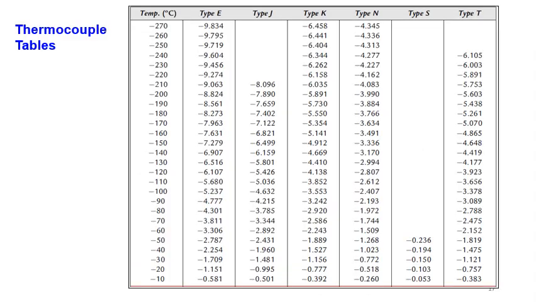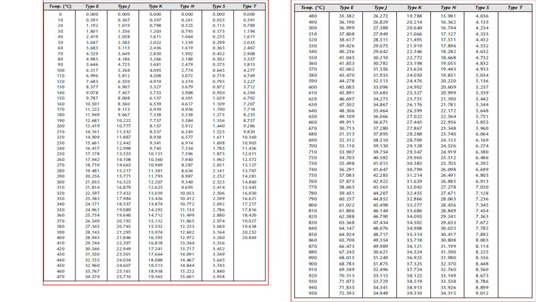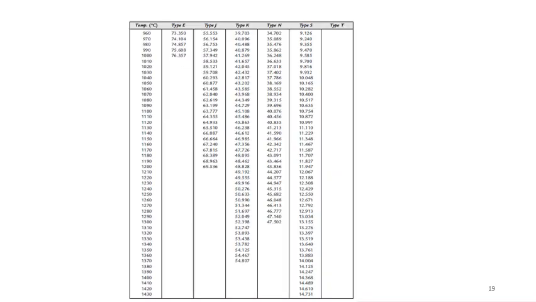These are the tables I talked about. I am putting them here for you just to have a look at them. This is also the rest of the table for the thermocouple.